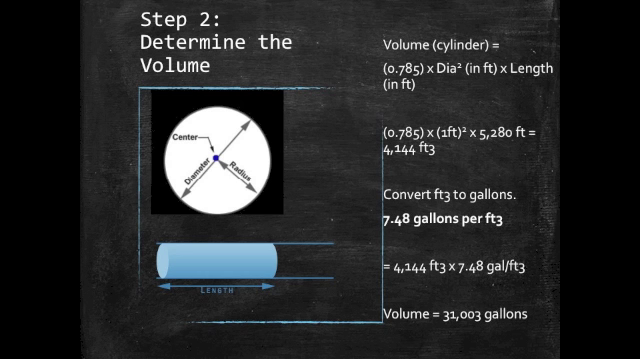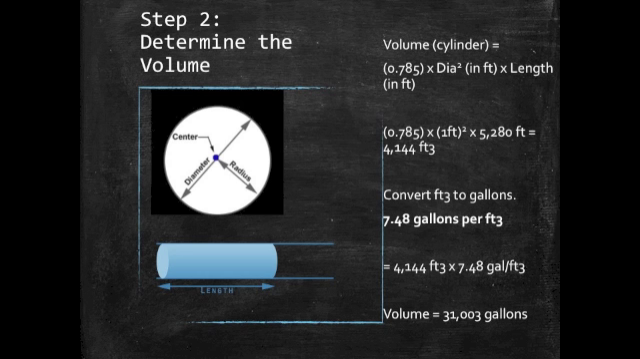The second step would be to determine the volume. We'll be using the volume formula from the previous step. Plugging in the known values from the problem, we have 0.785 as the constant, multiplied by 1 foot squared as the diameter, multiplied by 5,280 feet, which is the equivalent of 1 mile, equaling 4,144 feet cubed.